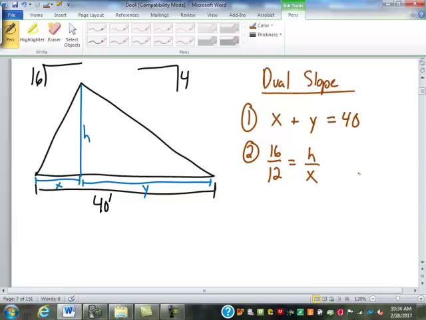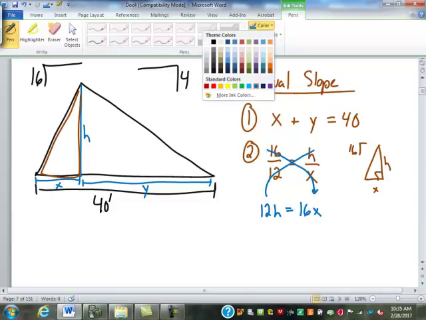What did I just do there? I'm looking at this triangle here, which has a 16/12 slope. Here's H, here's X, and that's 16/12 slope. So 16 over 12 equals H over X. Now remember, the cross products here have to be equal. So if I cross multiply this way, I got 12 times H. If I cross multiply this way, I've got 16 times X.